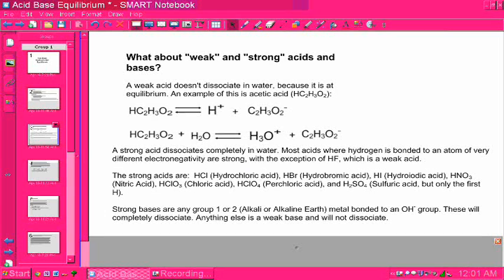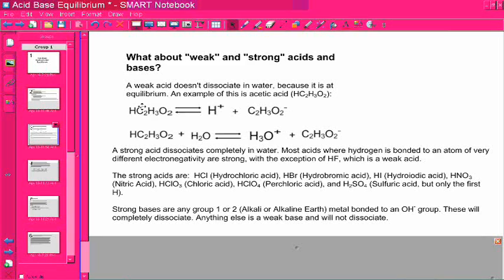The strong acids are hydrochloric acid, hydrobromic acid, hydroiodic acid, nitric acid, chloric acid, perchloric acid, and sulfuric acid, but only the first H. Strong bases are any group 1 or 2 alkali or alkaline earth metals bonded to an OH- group. These will completely dissociate. Anything else is a weak base and will not dissociate.